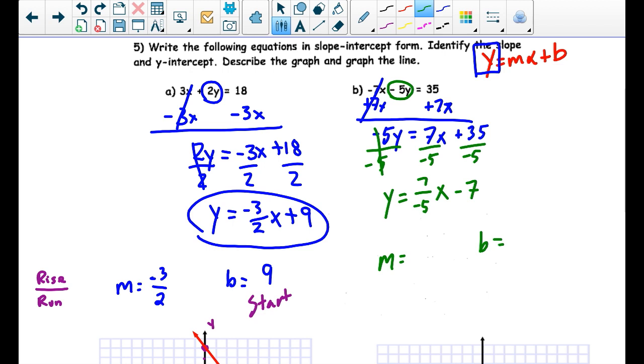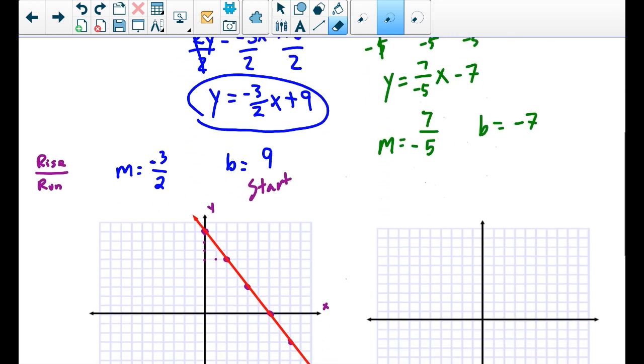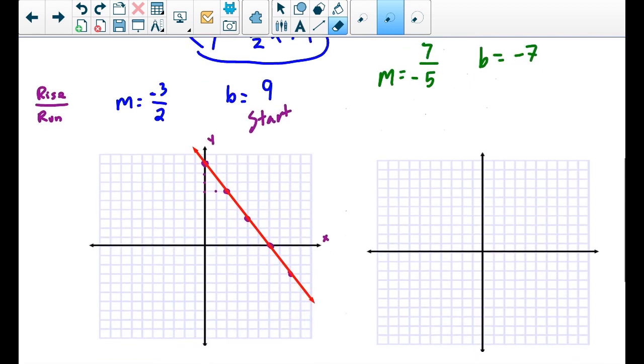So, again, find that m, find that b. What's the m? Negative 7 over 5. And again, it doesn't matter necessarily where that negative goes. And then b is negative 7. Take that negative with it. Okay? So remember, take the negative with it. So go down to our graph. Where do we start at?